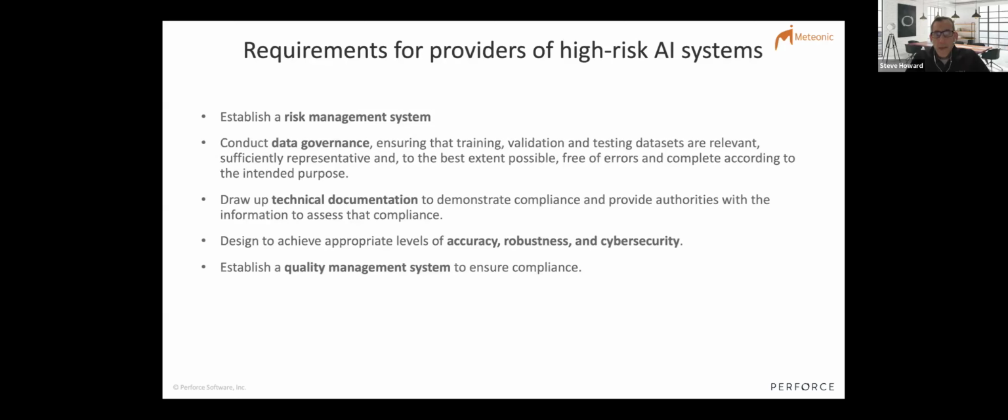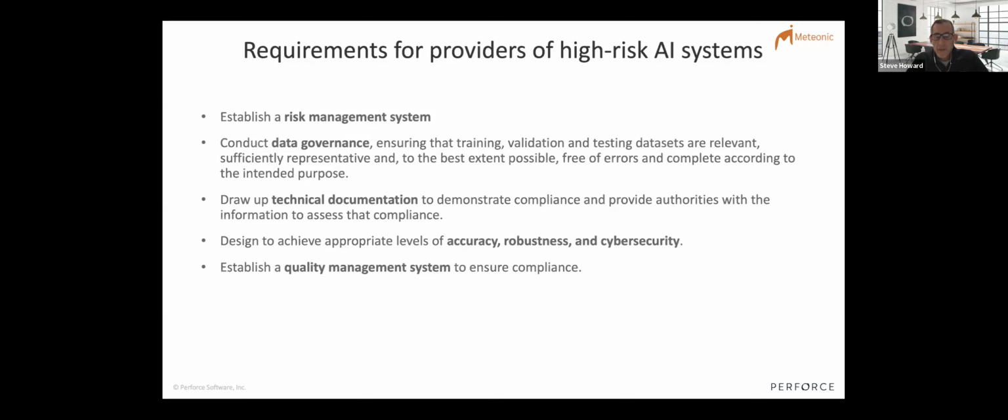So, requirements for the providers of high-risk AI systems, in summary, actually relates to risk. Establishing a risk management system. Now, this is not unusual. We have risk management systems for so many things at that very high government-level requirement, financial systems and so on. All of them have this idea of risk management. We can't eliminate problems, but we can manage the risk of problems. So we need to conduct governance around the data, making sure we have training and validation, testing, and all of these things, and make sure that those things are sufficient and representative. So we're doing our best to try and make ourselves free of errors and follow the intended purpose.